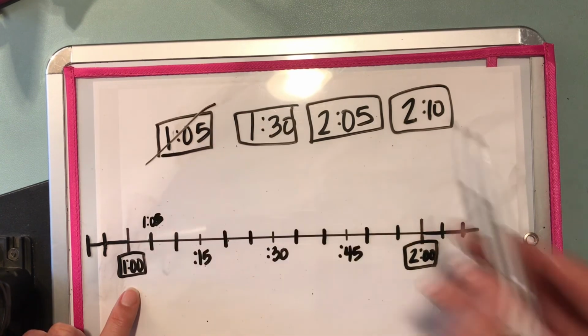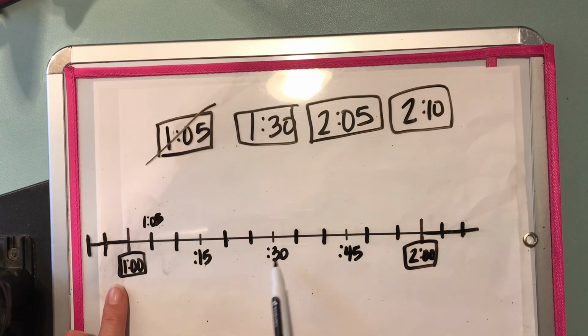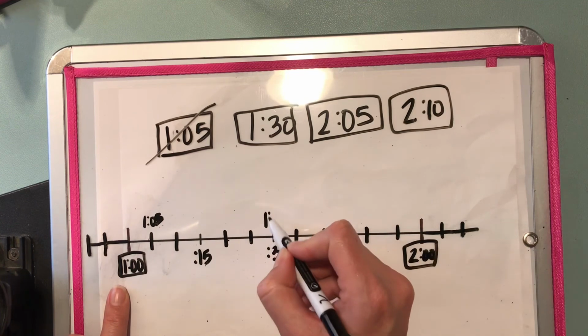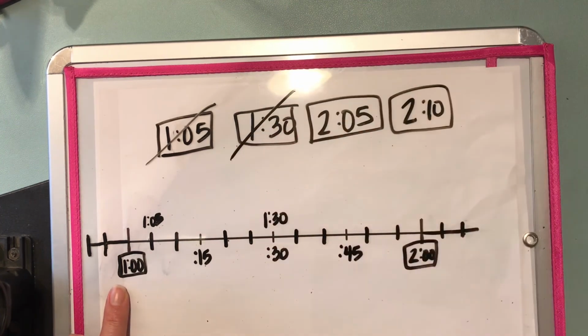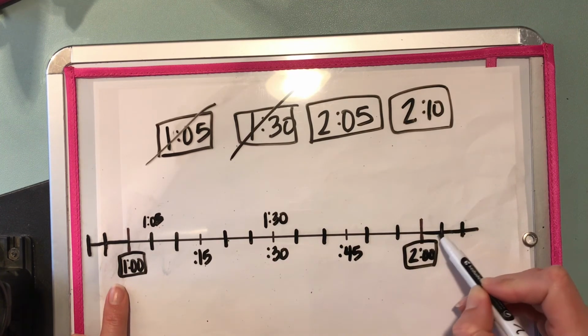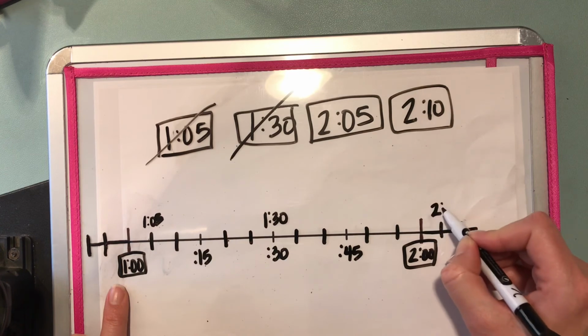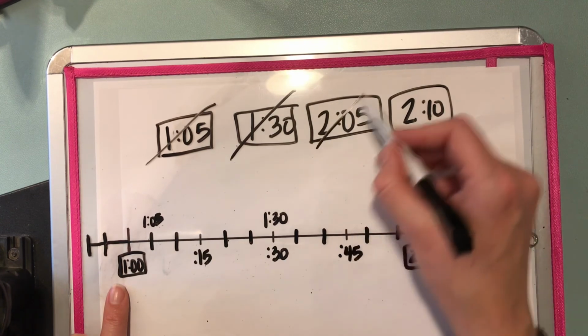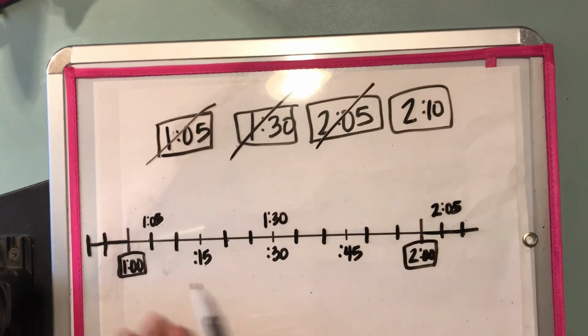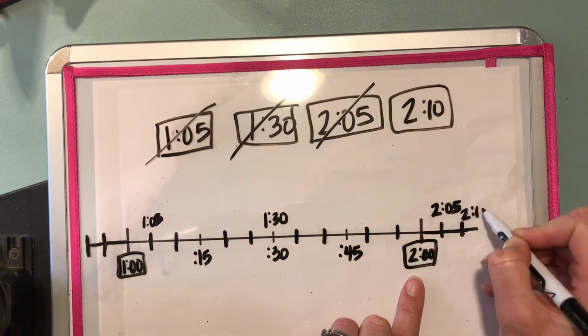So I got that one done. Now my next one is 1:30. That's pretty easy, they gave us the 30. I know that's 1 o'clock, so here's 1:30. Then I have 2:05. Well, 1 o'clock is here and 2 o'clock's over here. 2:05 is outside of the 2 o'clock, because now we're going into a new hour. And then my last one, 2:10. It doesn't belong here because this is all 1 o'clock. 2:10 is the next one, so I'm going to squeeze it in right here.